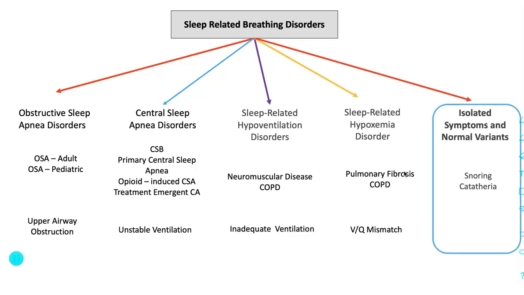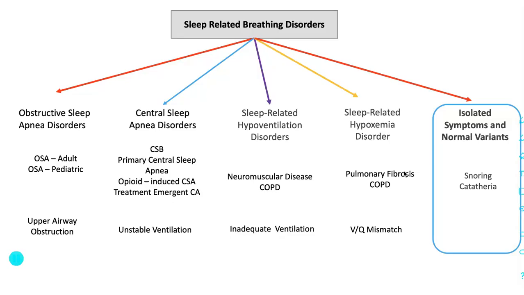The last group of disorders is the sleep-related isolated symptoms and normal variants like snoring and catathrenia. Snoring, before labeling it as habitual snoring, as it is one of the prominent signs of sleep apnea, if there are clinical signs and symptoms suggestive of obstructive sleep apnea, a sleep study can be done to rule out obstructive sleep apnea.